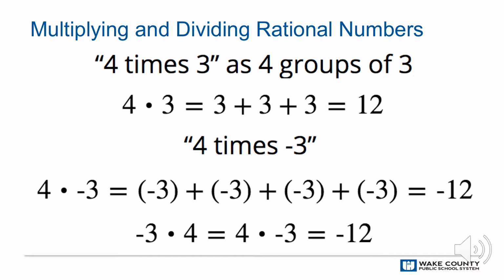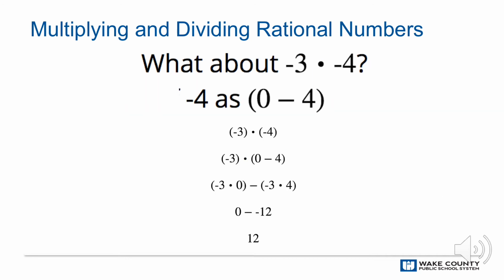Also, an important property of multiplication is that we can multiply numbers in either order. This means that -3 times 4 equals 4 times -3, which equals -12. What about -3 times -4? It may seem strange, but the answer is 12. To answer why this is, we can think of -4 as 0 minus 4.